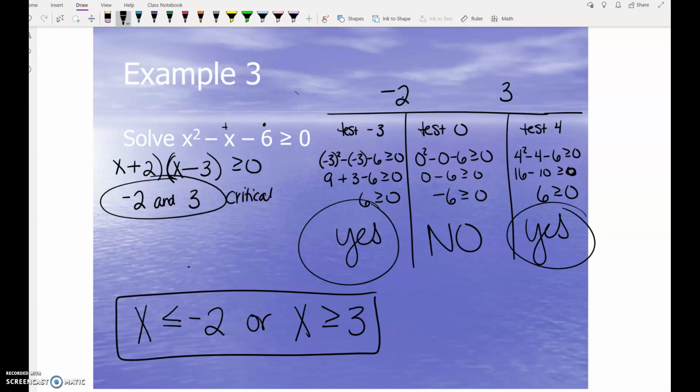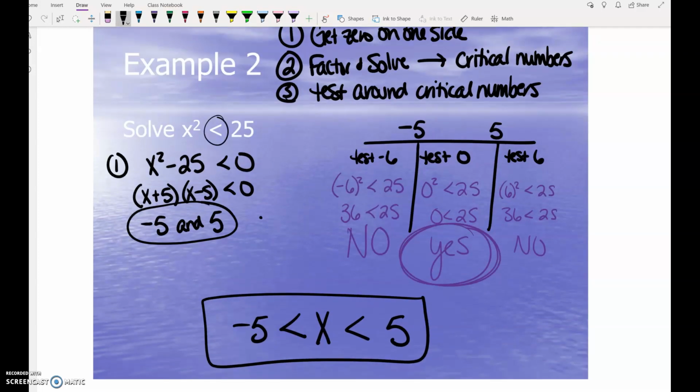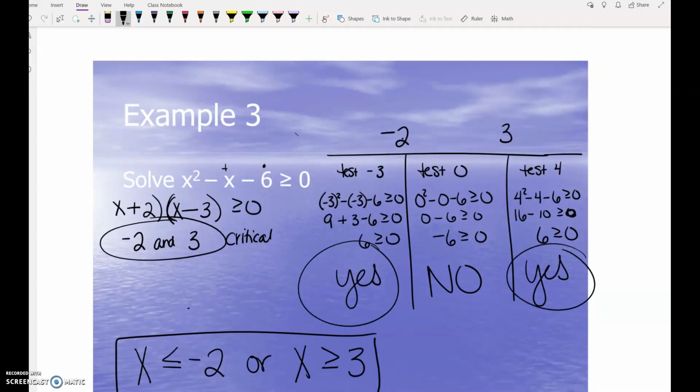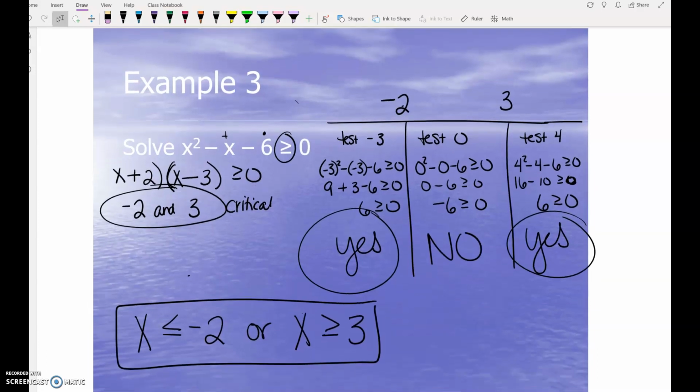Now, why did I use less than or equal to, where in the previous example I just used less than without the equal to line? So in this example, the original symbol did not have the equal to line. So we did not include the critical numbers in the solution. In this example, the original symbol has that or equal to line. So we are going to include the critical numbers in the solution. So our solutions are x is less than or equal to -2 or x is greater than or equal to 3.